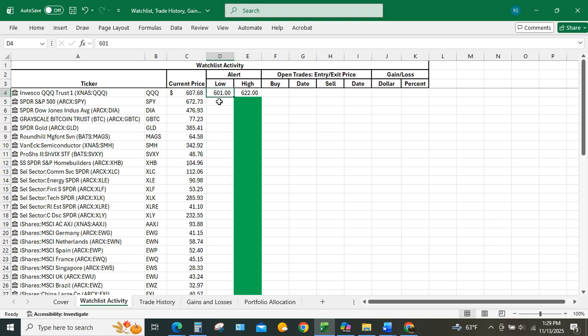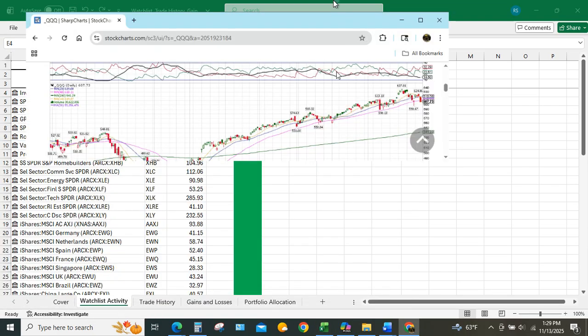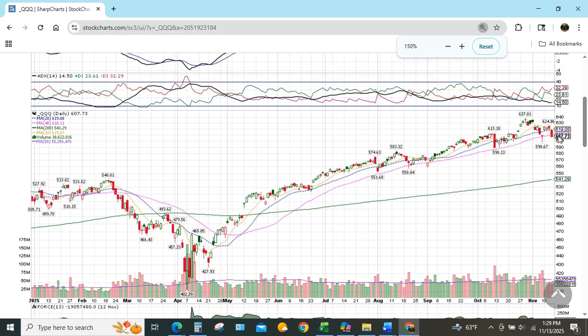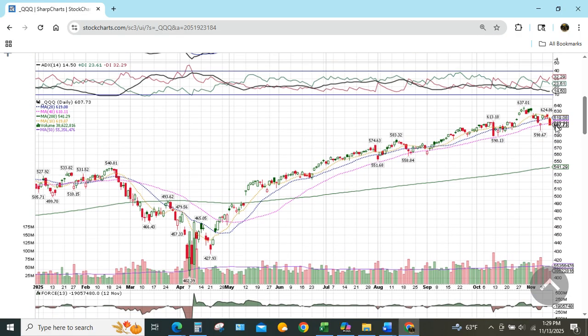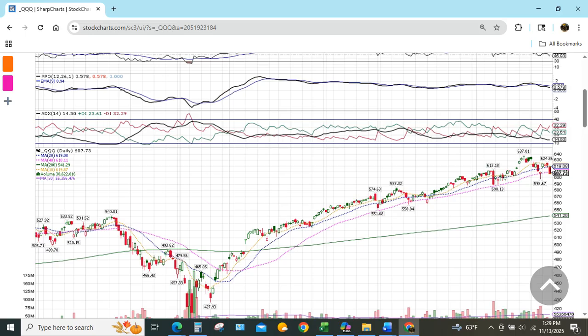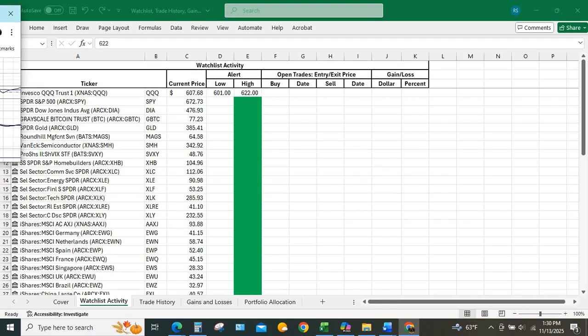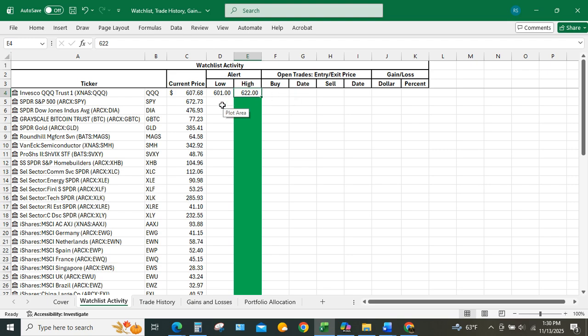All right, so we set the low alert at 601 for QQQ, and the high I'm going to set right above the 20-day moving average, which is right around that 620 mark. So let's set the alert on the high side for 622. If it goes above that, I might want to make a trade.